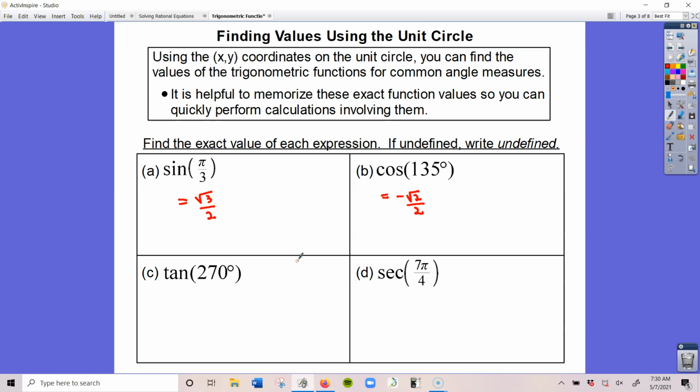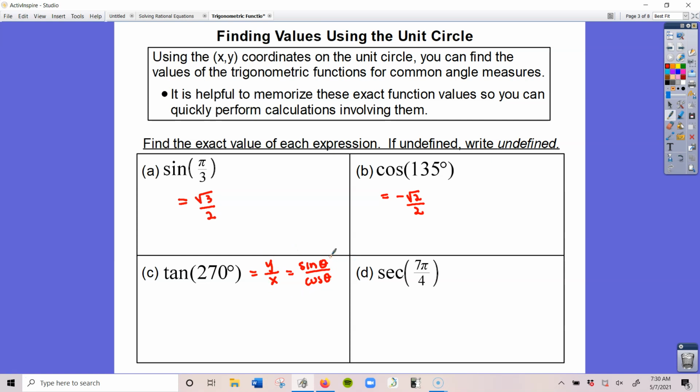Now the unit circle only has the values for cosine and sine. But if you have cosine and sine, you can figure out all the other trig functions. So like here for C, we're trying to find the tangent of 270. Tangent is equal to y over x. Or remember our quotient identities, it's the same as sine of theta over cosine of theta. Which remember on the unit circle, sine is y, cosine is x, so all of this makes sense.